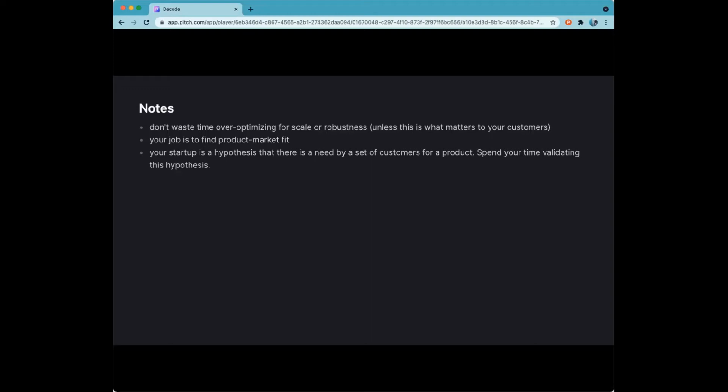Your job is to find product market fit. And you can think of it as you have a hypothesis that there is a need by a set of customers for a product that doesn't exist yet or doesn't exist in quite the right way. And so your first job is to validate this hypothesis and figure out if there's a need.